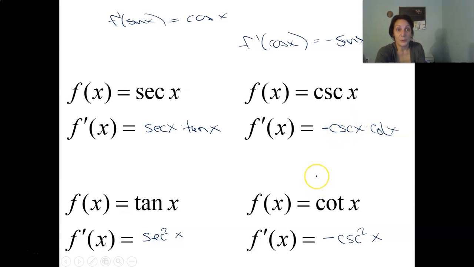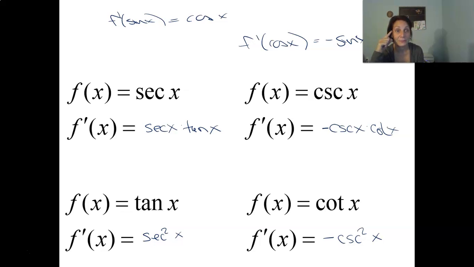All you need to do is memorize those 6 facts. The derivative of sine is cosine. The derivative of cosine is negative sine. The derivative of secant is secant tangent. The derivative of cosecant is negative cosecant cotangent. The derivative of tangent is secant squared. The derivative of cotangent is negative cosecant squared.